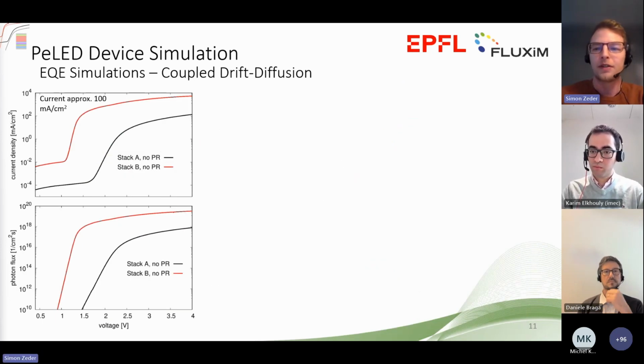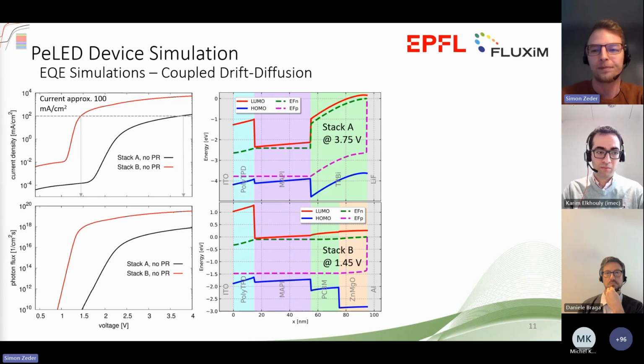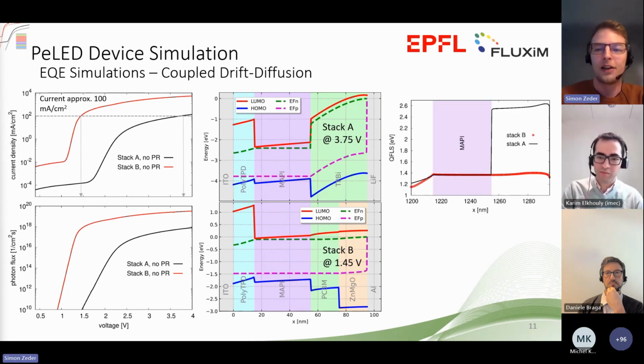So for both devices, we investigated the point of operation where a current density of around 100 milliamps per square centimeter is reached, corresponding to an applied voltage of around 3.75 volts for device A and around 1.45 volts for device B. So in my point of view, by far the most informative quantity to assess the electrical state is the band diagram with the two quasi-Fermi levels. And here we already directly see a huge difference between the two devices. The quasi-Fermi level splitting, directly related to the applied bias, shows a very large discrepancy in the ETL for stack A and stack B.